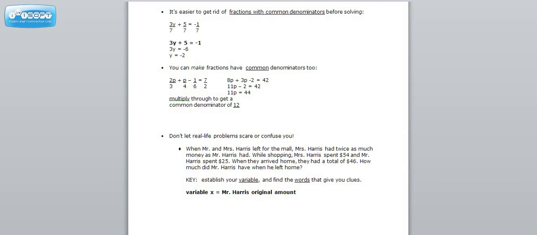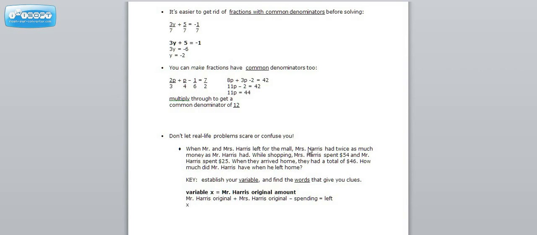So now let's start breaking down the pieces of the puzzle. I like to put things in words so I can figure out what it is I'm trying to do. So I have what Mr. Harris had originally, which by the way is what I'm trying to find, plus what Mrs. Harris had originally, subtract what they spent, and that's going to equal what they had left. This is real life. This is what you do. You go to the mall with money, you spend money, and hopefully you have some left. We already defined that Mr. Harris's original amount was going to be X.